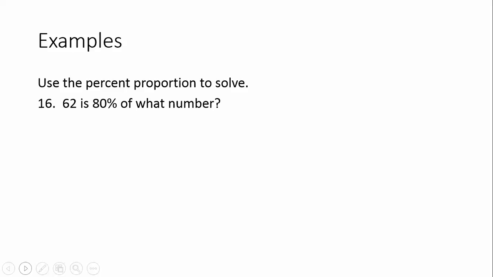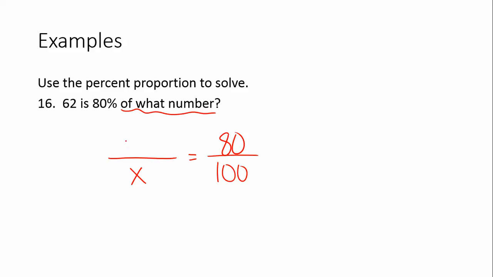And I believe this is the last example. We have 62 is 80% of what number? And hopefully you can see that the "of what number" here, that's the whole. So that means where the whole goes, that's our variable. We have 100 on the bottom right. 80 is the percent. So 62 goes in the other spot. That's our part. We want to know what number 62 is 80% of.